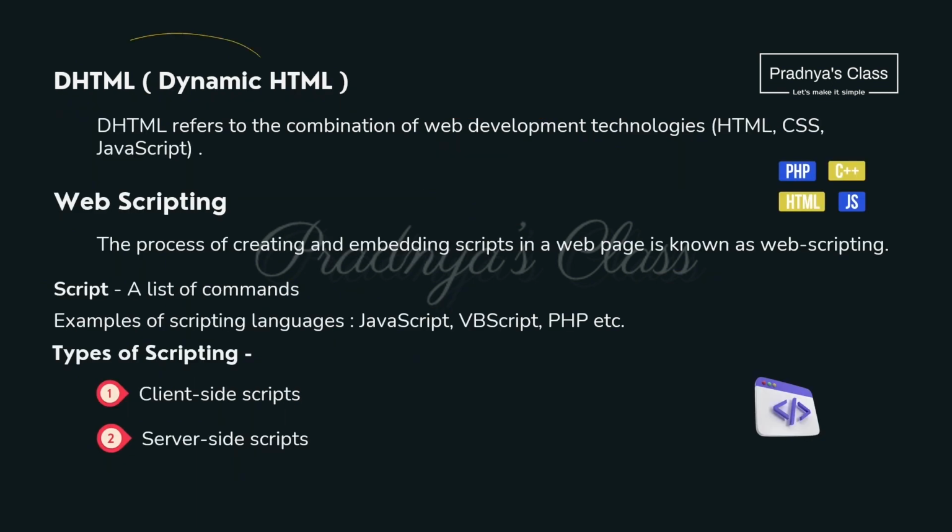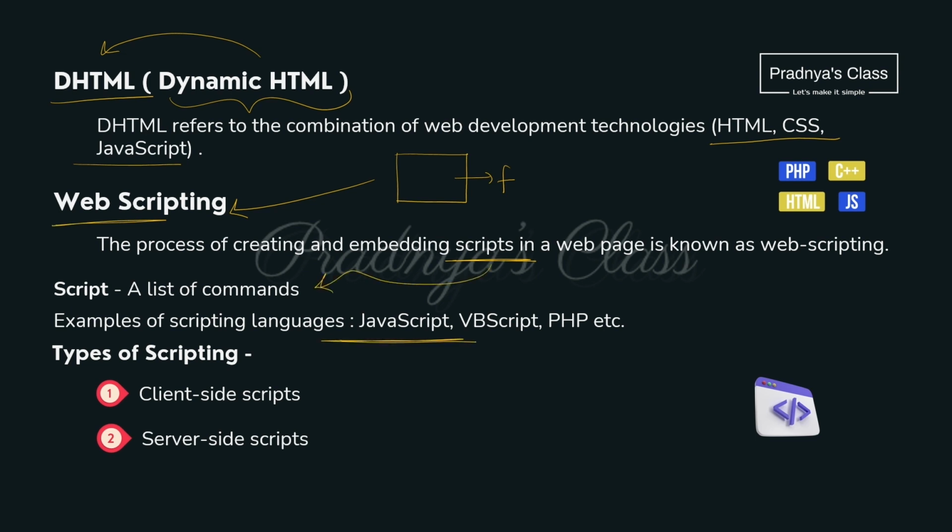Here is a variation of HTML, that is DHTML, Dynamic HTML. In this we can combine HTML, CSS and JavaScript to design web pages. We design web page, but we need to add some functionality to it. For that we will be writing scripting. So writing script in the web page is known as web scripting. It is nothing but a list of commands. The famous scripting language is JavaScript.